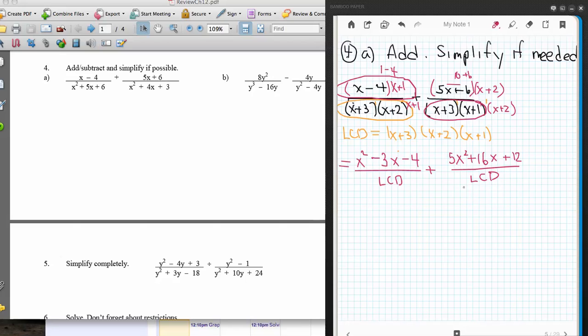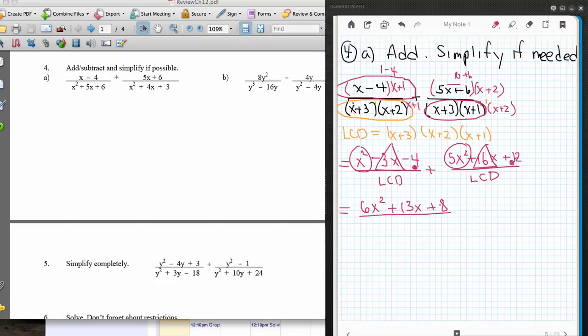Now, I'm adding these. They both have common denominators. When I have fractions with common denominators, I'm allowed to just add the numerators. So now I'm going to apply adding algebraic expressions, or adding polynomials. So the x squared terms I'm going to add together, giving me 6x squared. And then I'm going to add the x terms. So I have 16 minus 3, which is positive 13x. And then I'm going to add the constants here. So 12 minus 4, which is positive 8. And then this is all over my LCD.